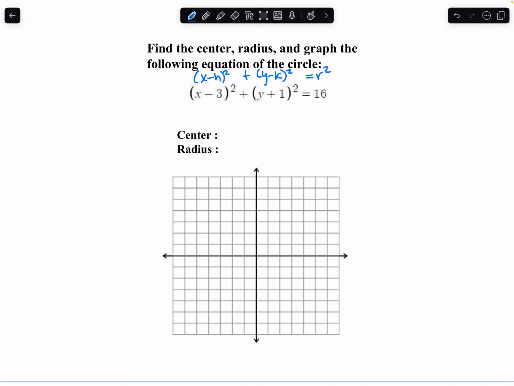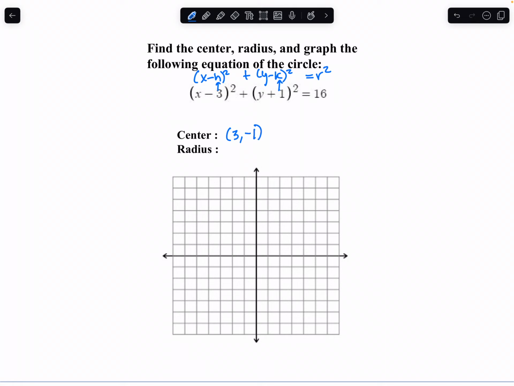I know earlier we said that the h and k will always be opposite. So if I wanted to find h and k, I would have to take the opposite of that sign. So the center would be positive 3, and then this plus 1 would be a negative 1.